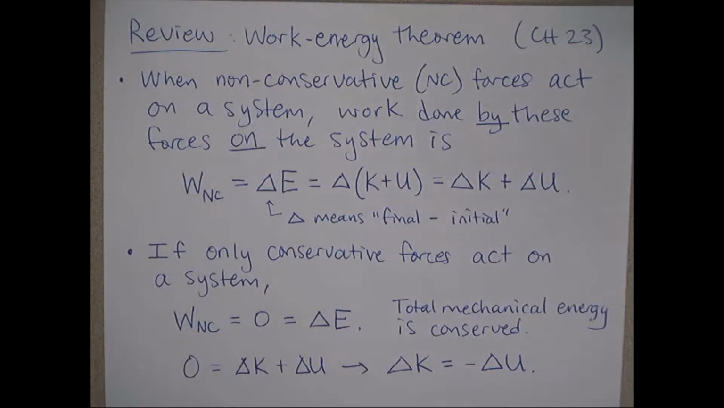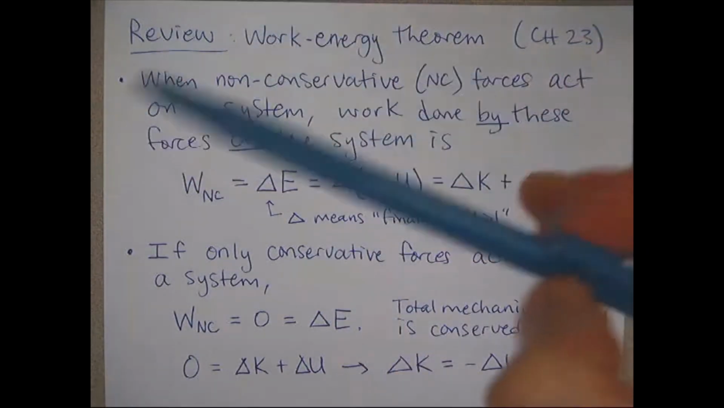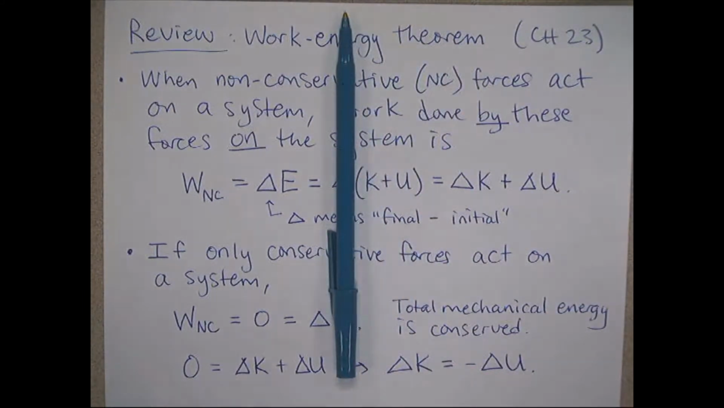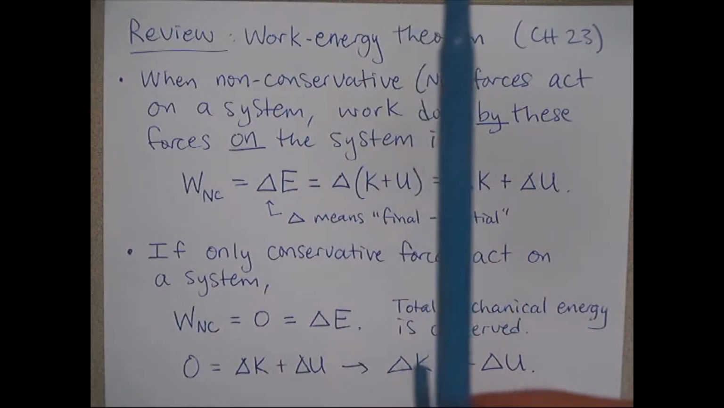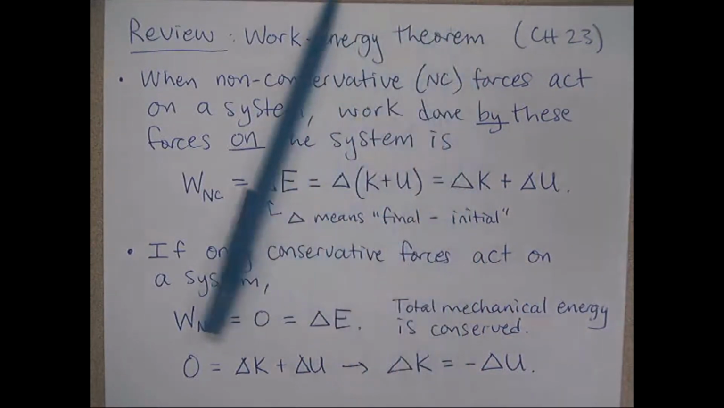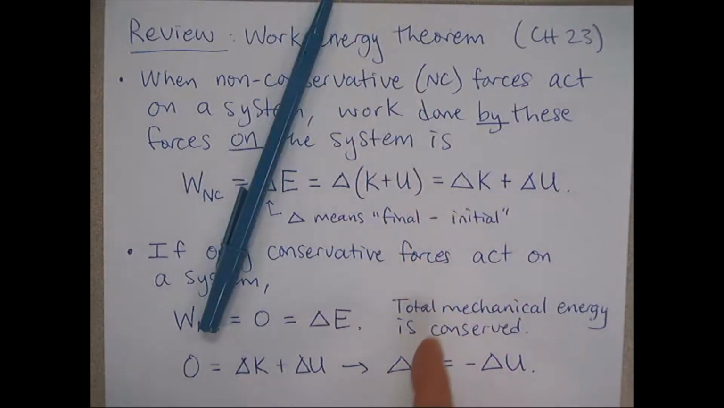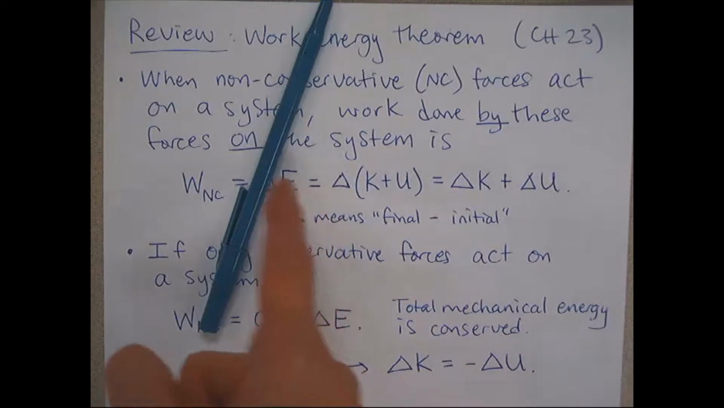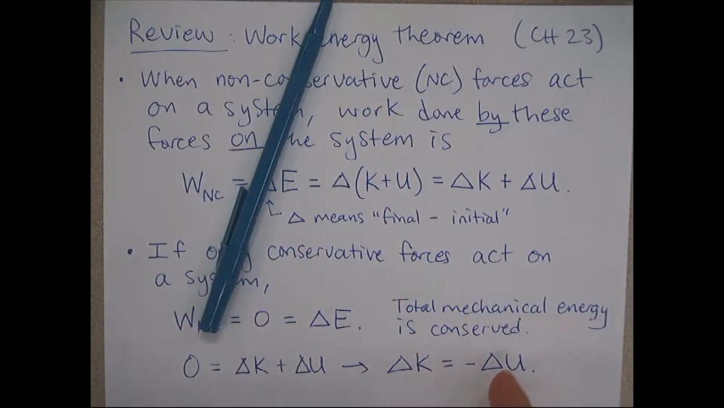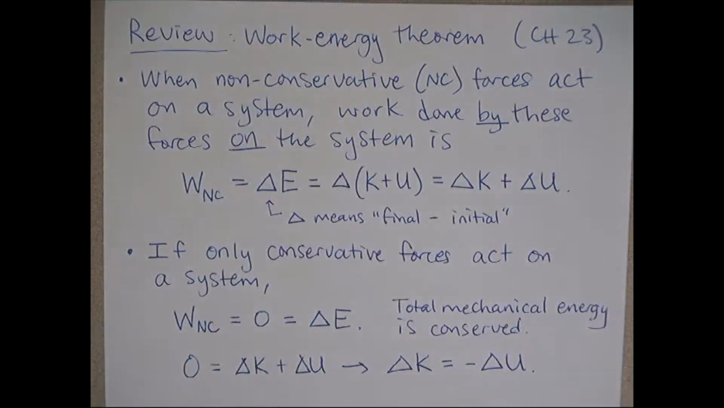If I drop the pen from one height to a lower height, my delta U was negative, but my delta K was positive. I went from rest at a greater height to speeding up, higher kinetic energy. Delta K is positive when U decreased. So you have the negative of a negative change in potential energy giving you a positive change in kinetic energy.